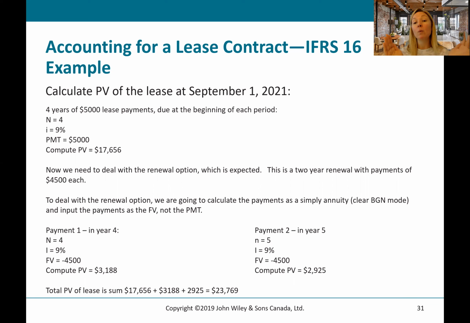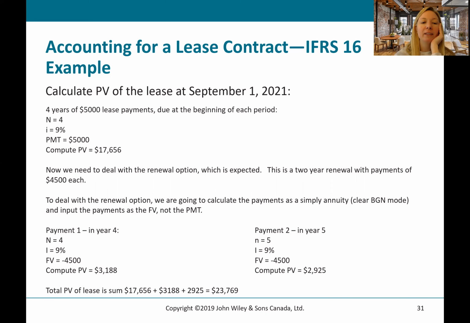So we get a way, way, way too big of a number. All that we want to know is, out in year 4 and year 5, how much is this $4,500 payment worth? So we're going to enter this as a lump sum. We're going to enter it as the future value of this payment is $4,500.